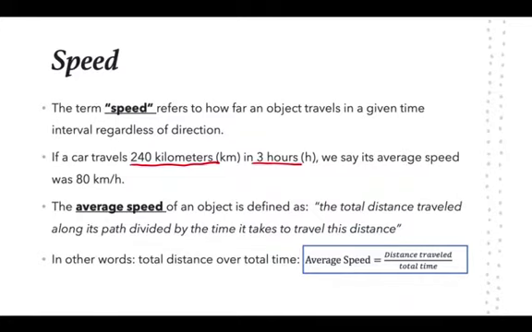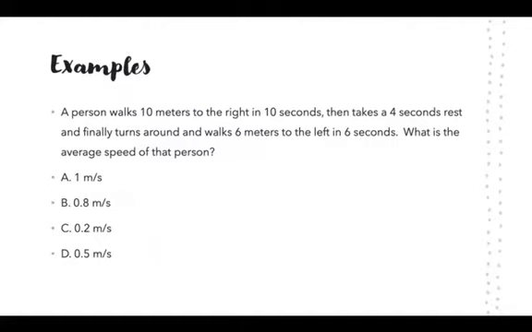Let's look at an example, shall we? A person walks 10 meters to the right in 10 seconds, takes a 4-second rest, turns around and walks 6 meters to the left in 6 seconds. What is the average speed of that person? Pause the video here, take a couple of minutes and see if we can answer this question.